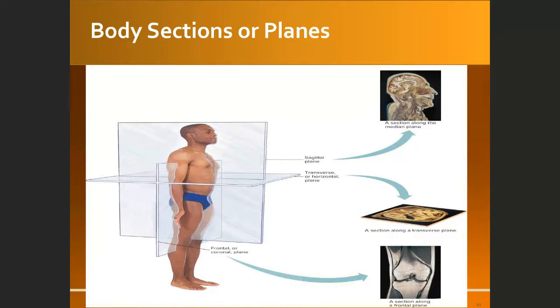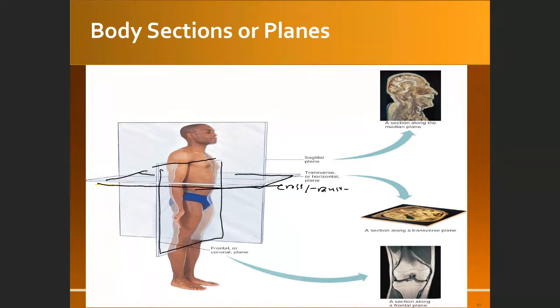Maybe this one is easier to see. This plane over here divides the body into top and bottom, so this is the cross or transverse plane. Now look at this one. This one divides the body into front and back. So front, back. This one will be the frontal or coronal plane.